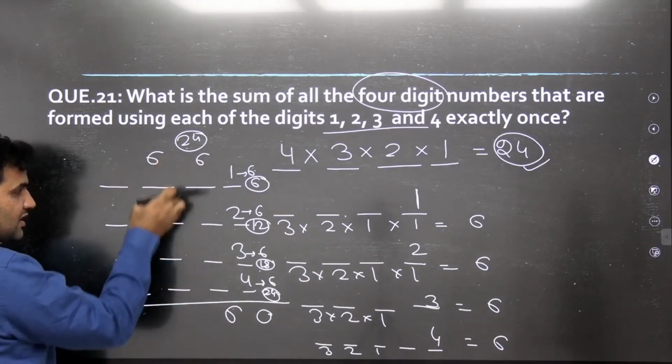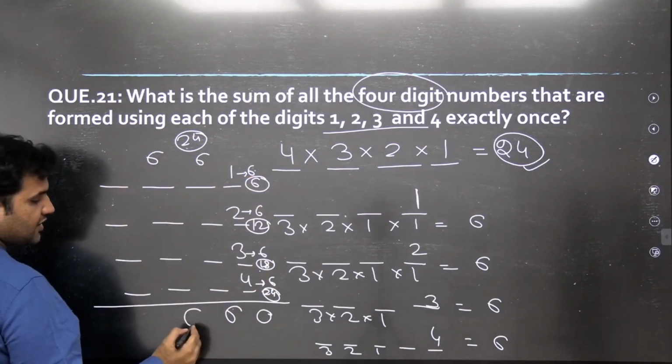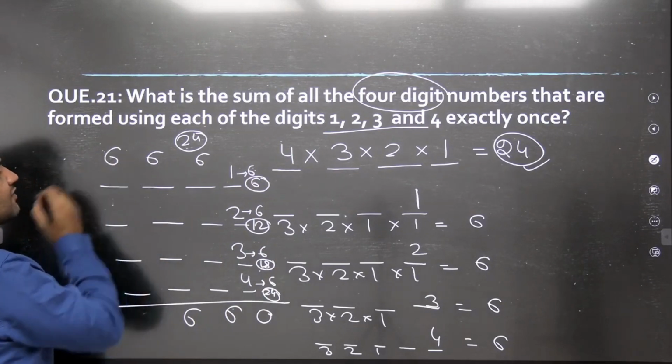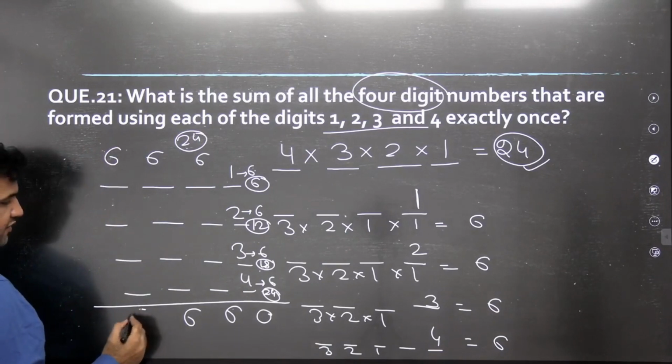Then again the total sum for the 100th position will also come as the same 60. 60 plus 6 will be 66. 6 will be written and 6 again will be carried forward. Again the sum will come at 60. 60 plus 6 will be 66.